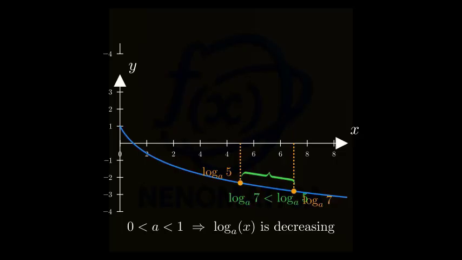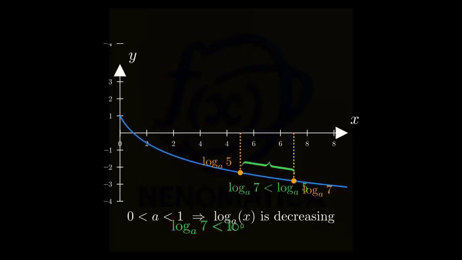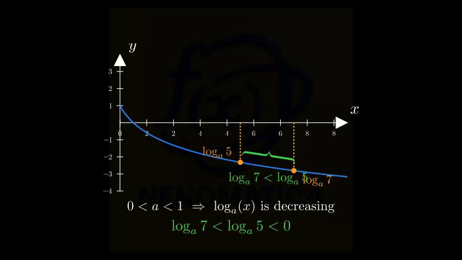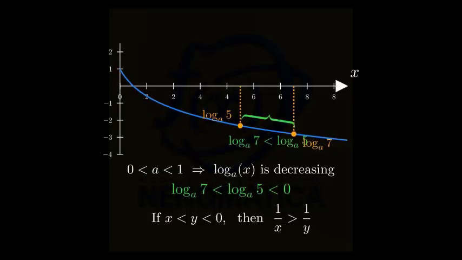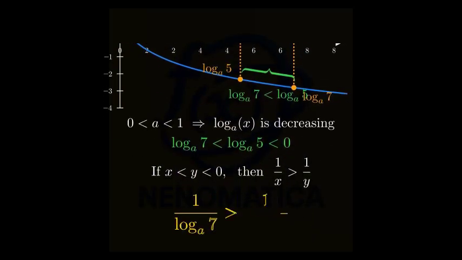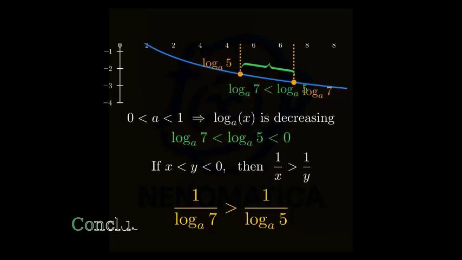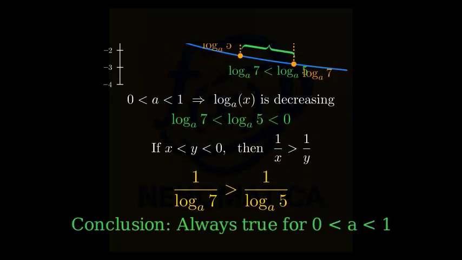Formally, step 1. Because 0 is less than a and a is less than 1, the function x maps to log base a of x is decreasing. Since 7 is bigger than 5, their logarithms reverse order, giving log base a of 7 is less than log base a of 5, and both values are negative. Step 2. Taking reciprocals of negative numbers flips the inequality direction. If x is less than y and both are below 0, then 1 over x is greater than 1 over y. Apply this with x equal to log base a of 7 and y equal to log base a of 5. Therefore, the original inequality is always true for every base a strictly between 0 and 1.